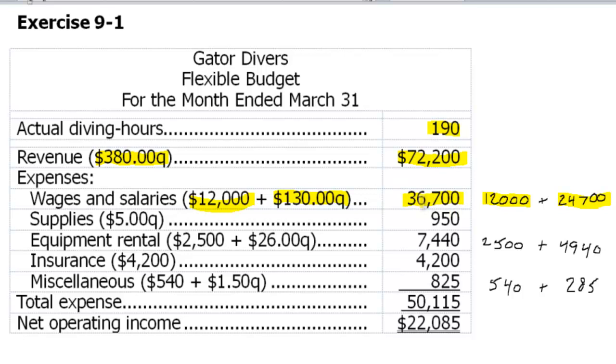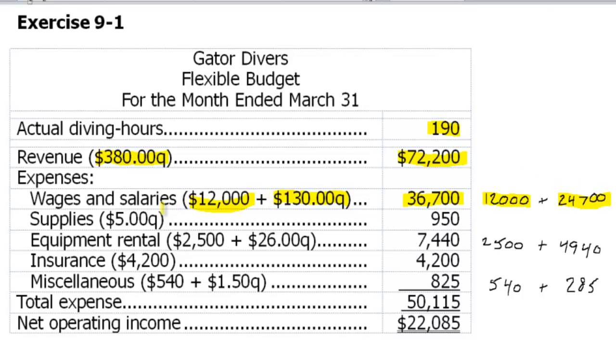On our planning budget in the book, we had planned on expenses of $38,000. So this appears to be a favorable variance. Our wages and salaries are less than what we had budgeted. But don't forget, these are apples and oranges comparisons because the planning budget is based upon 200 diving hours, where the flexible budget is based upon actual diving hours of 190.